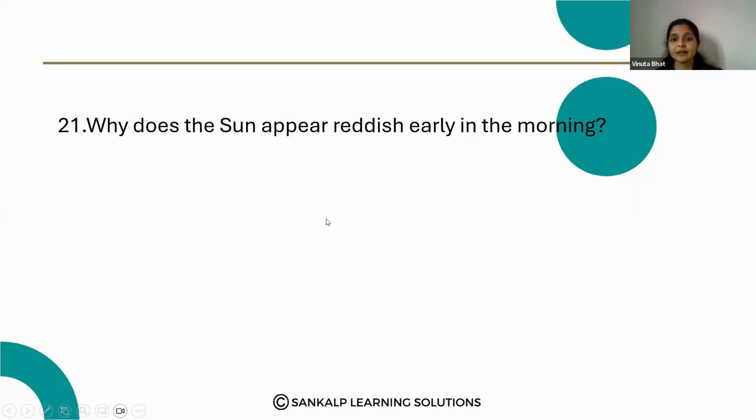Why does the sun appear reddish early in the morning? So this is the general question. Why does the sun appear reddish early in the morning?